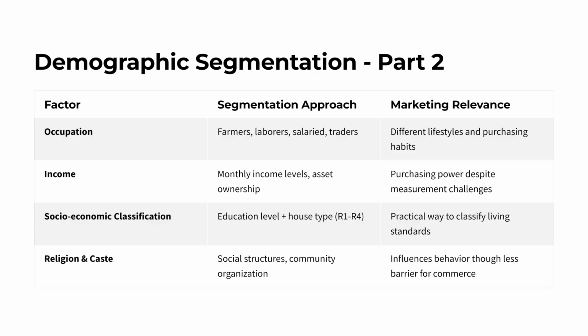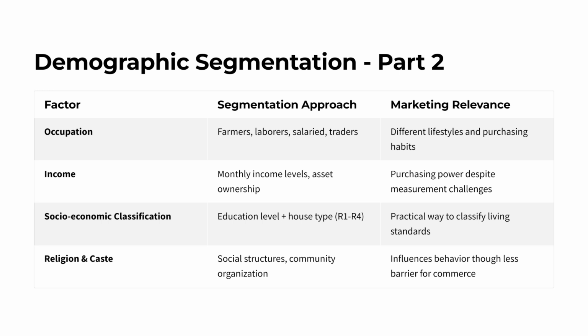Sixth is socioeconomic classification or SEC. Traditional urban socioeconomic classification metrics, occupation or education, are less effective rurally. Instead, a widely used rural socioeconomic classification approach relies on the education level of the chief wage earner and the type of house occupied, kacha, semi-pakka or pakka. This provides a practical way to classify households into strata like R1, R2, R3, and R4, reflecting living standards.